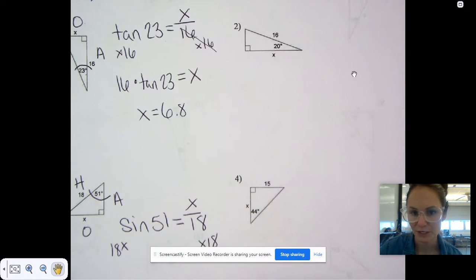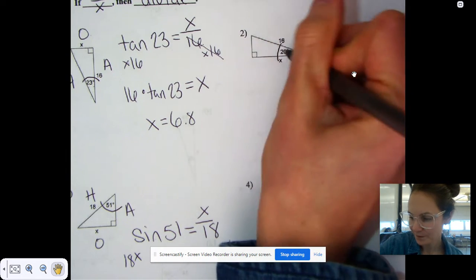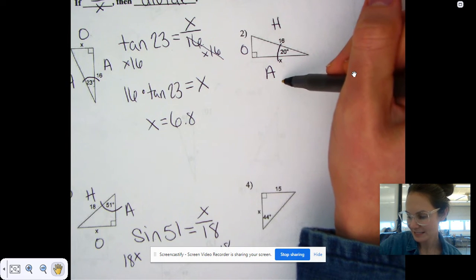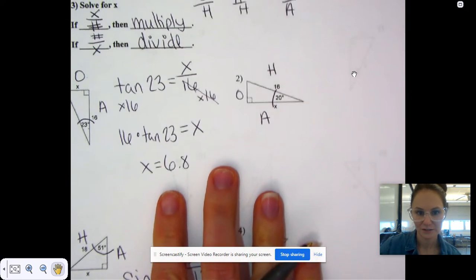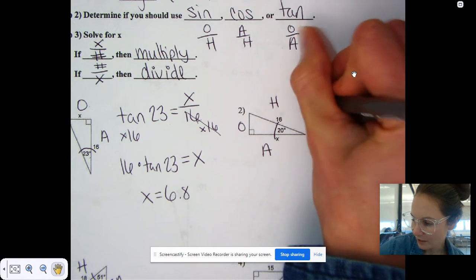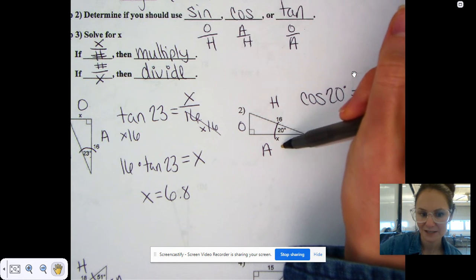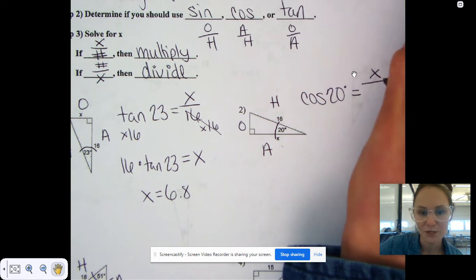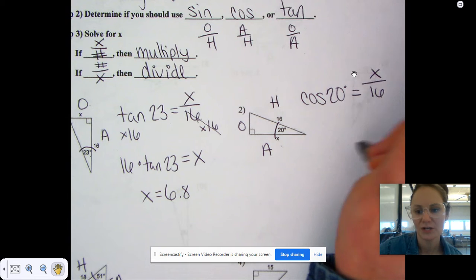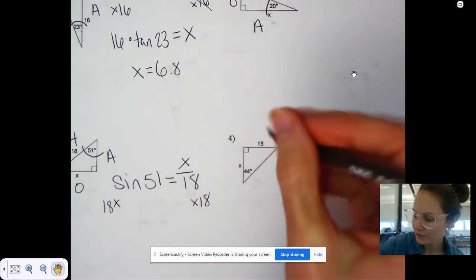I'm going to hop back up to 2 here. This will be our last one we do together. Mark my angle, opposite, hypotenuse, adjacent. All right, I have A and H. Cosine. So cosine of 20 is equal to, looking at A, I have x. Oh, darn it, I have another one with x on the top. I was hoping to do one with division. And H, 16 on the bottom. Again, multiplying. I'm going to come down here in hopes that I can find one with division. All right, let's try it out.